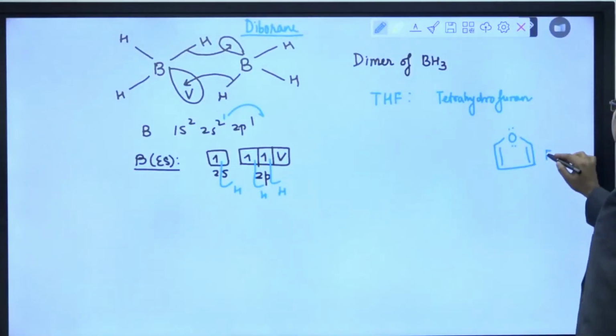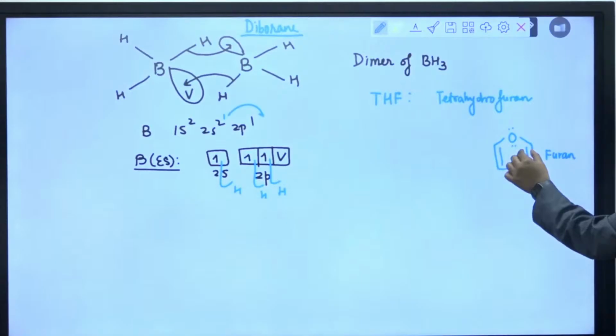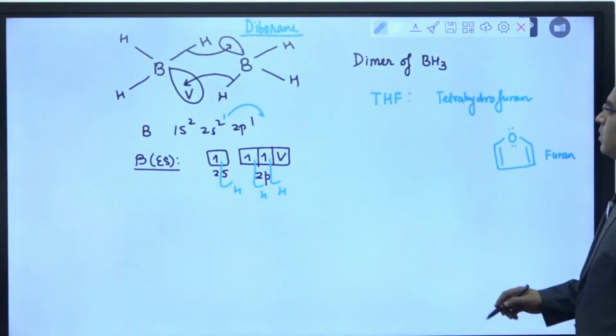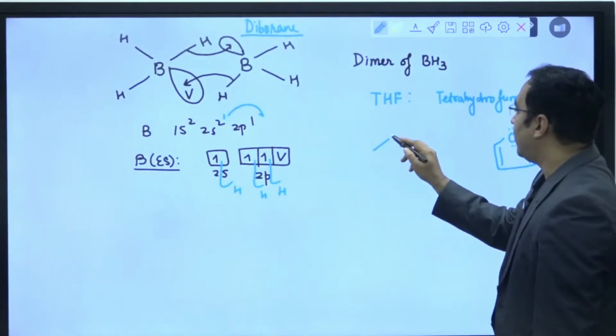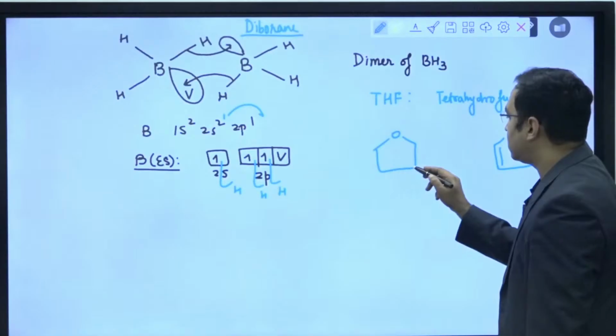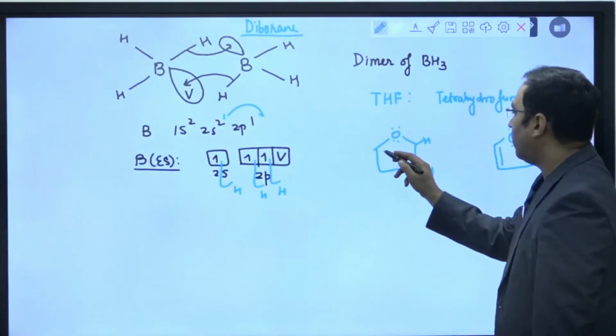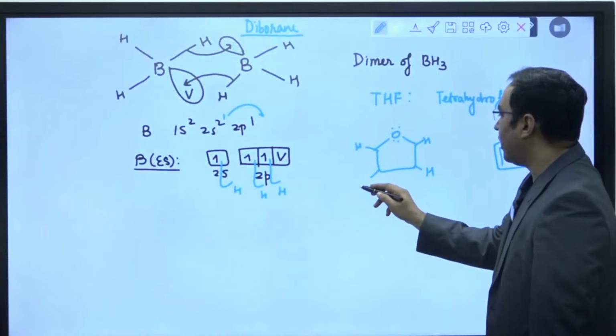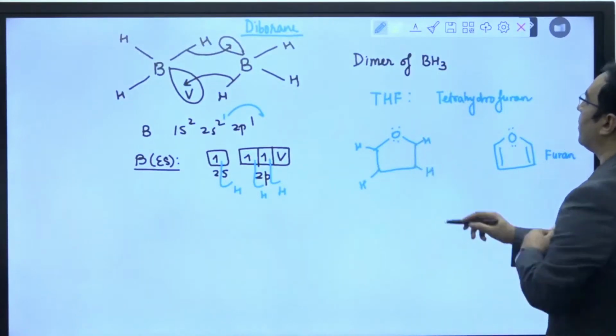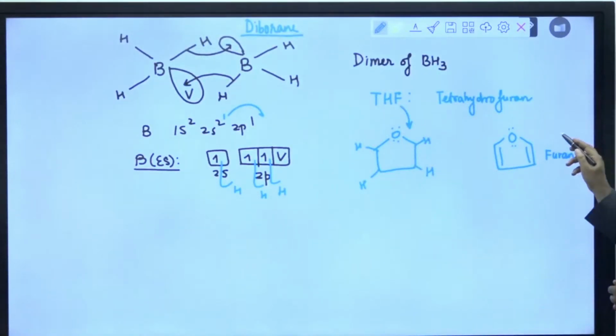This is furan. If you remove this double bond and put hydrogen in this place, it will become tetrahydrofuran. It is like this. Tetra means 4, hydro means hydrogen. This compound is THF, this compound is furan.